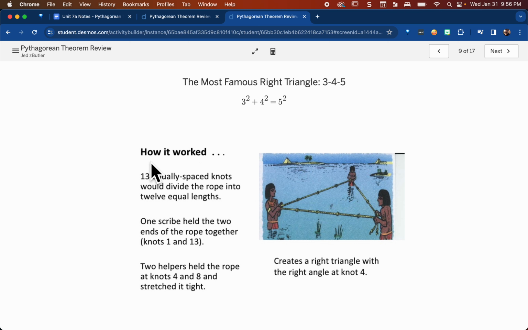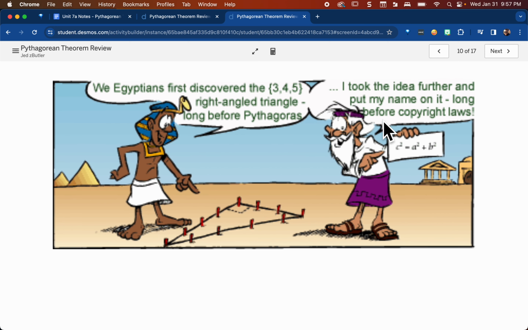So what did they do originally? They took a rope with 13 knots on it. If you notice here, 3 plus 4 plus 5 adds up to 12. The 13 is because the first knot and the 13th knot overlap and count as the beginning and the end, so it counts twice. But then that triangle would be stretched into a right triangle if you stretched it out and held it in the right places at knots 4 and 8. Just a little history lesson there.